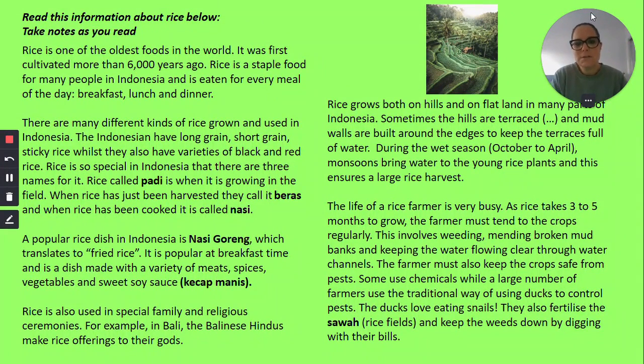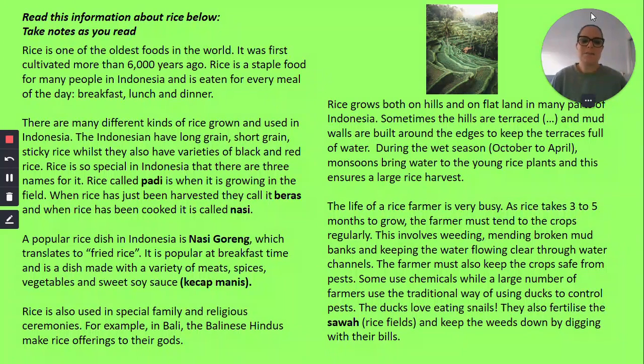Rice is also used in special family and religious ceremonies. For example, in Bali, the Balinese Hindus make rice offerings to the gods. Rice grows both on hills and on flat land in many parts of Indonesia. Sometimes the hills are terraced and mud walls are built around the edges to keep the terraces full of water. During the wet season, which is October through till April, the monsoons bring water to the young rice plants, and this ensures a large rice harvest.